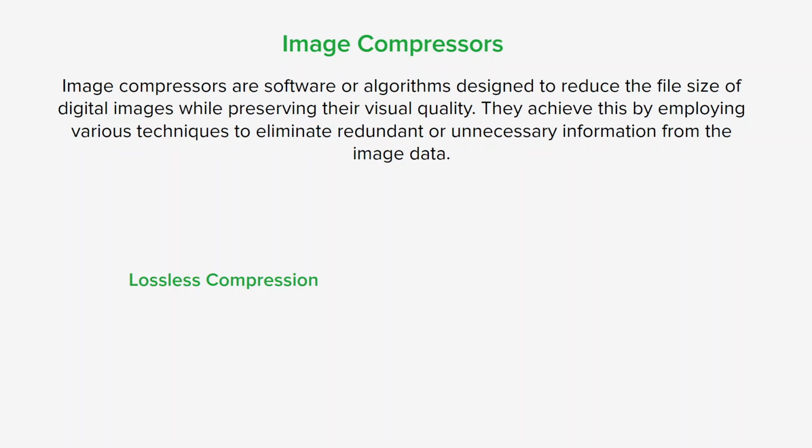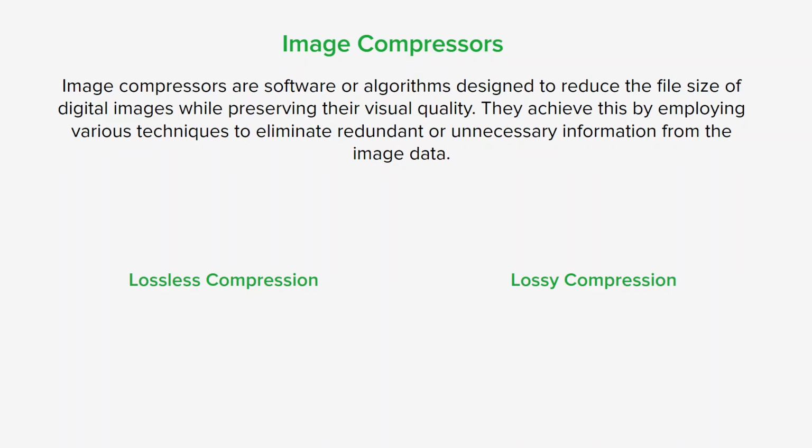You have lossless compression, and this is essentially where the file size is reduced without losing any image data. The compressed image can be perfectly reconstructed to its original form as well. Lossless compression is commonly used for images where preserving all the details and accuracy is really crucial. For example, in technical drawings, text-based images, and graphics. Some examples of lossless compression formats include PNG and GIF as well.